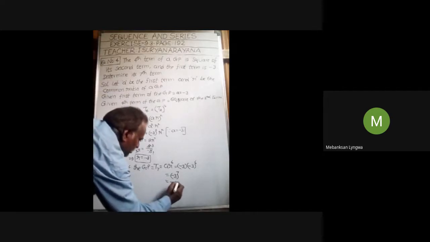Find the value of minus 3 whole power 7. Minus 3 into minus 3 into minus 3 into minus 3, and so on. What will we get? 2187. Understood, my children? This is the seventh term of the geometric progression. Okay, my children? Right.